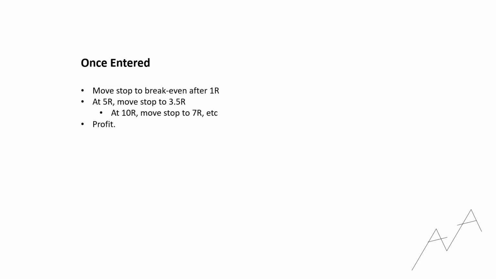So when you hit 5R, you move it to 70% of 5R, which is 3.5. Then again, once it hits 10, you move it to 7. You keep doing that. And then, yeah, obviously, profit is the final step. We'll go over the results here in a little while.